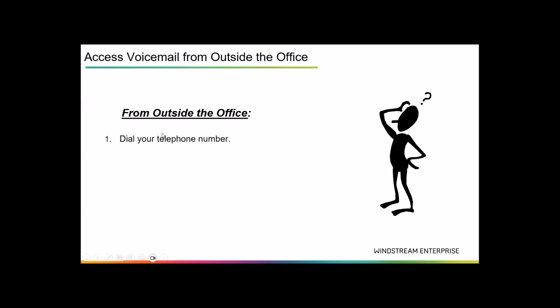It's also possible for you to access your voicemail outside the office. So let's say you're using a mobile phone or a home phone, all you have to do is just dial your office phone number and then wait till your voicemail greeting plays. Press the star key button, and then it will ask for your voicemail PIN or your mailbox password.